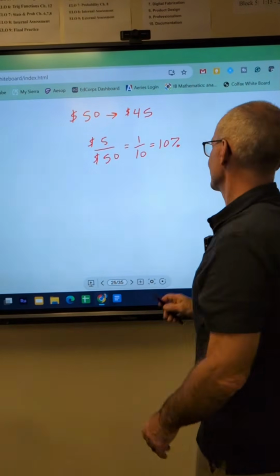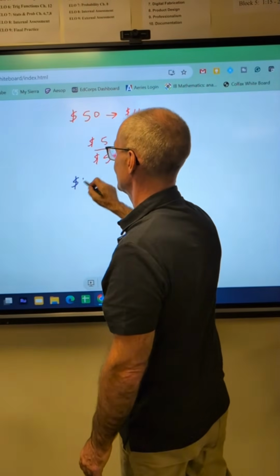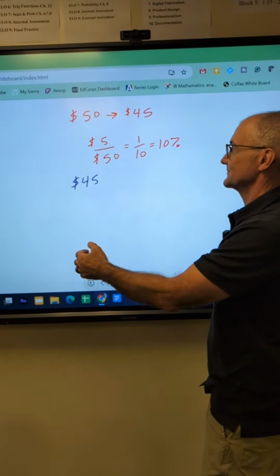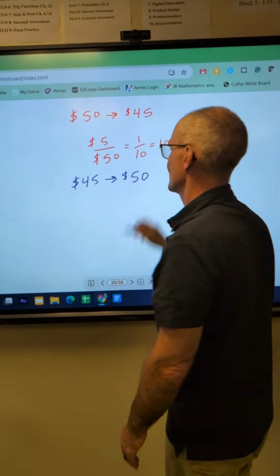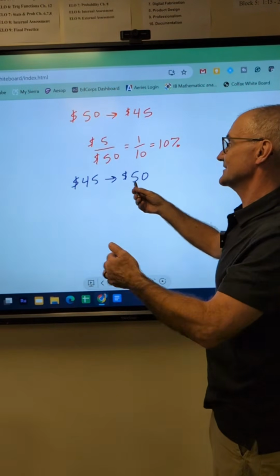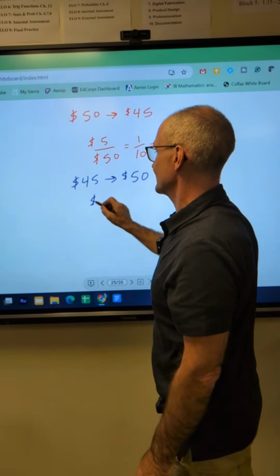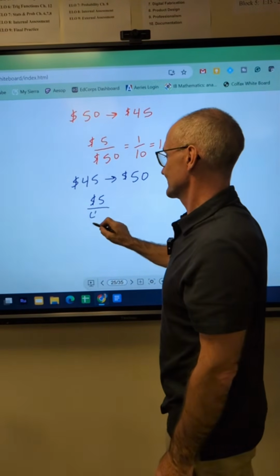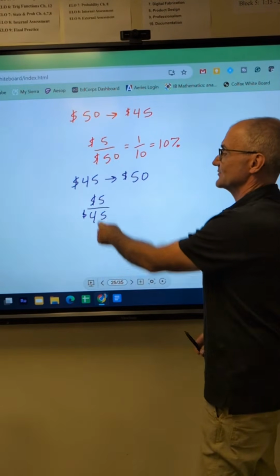Okay, but this is the tricky part here, because these are not going to work out the same. I bought a shirt for $45 and I sell it for $50. What percent did I make? Well, I made that same $5 profit. However, my original amount was 45. So I don't divide by the 50 now, I divide by the 45.